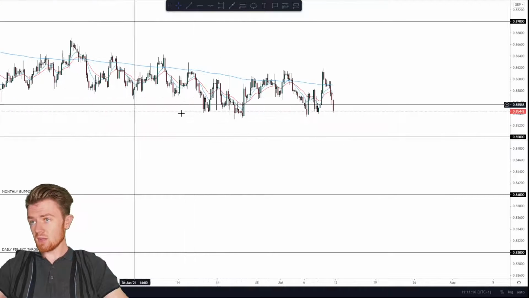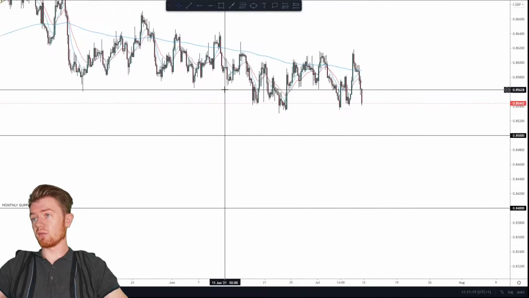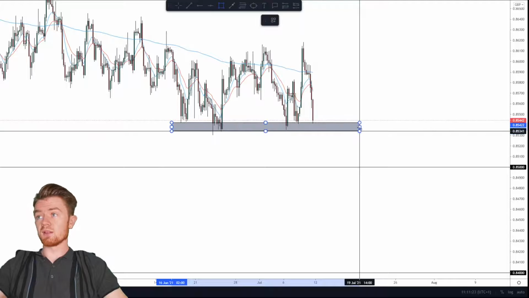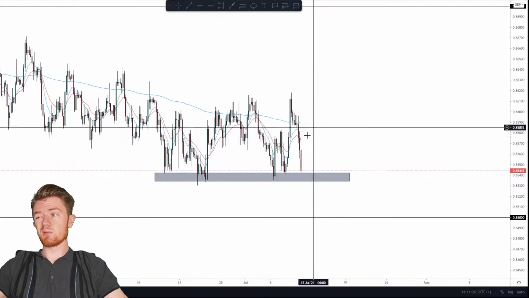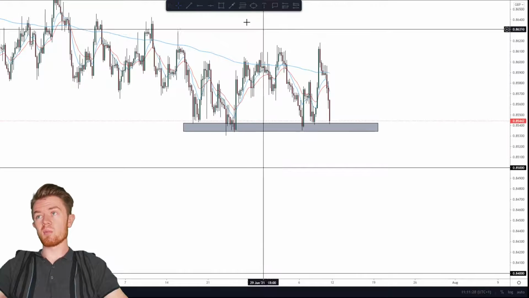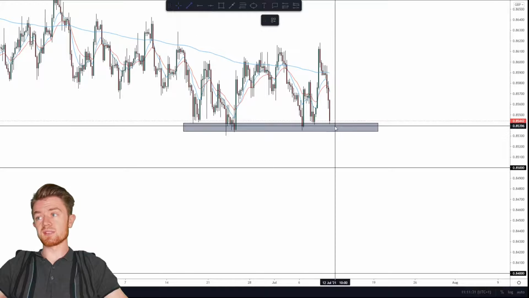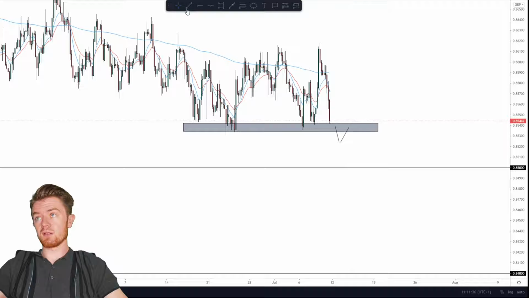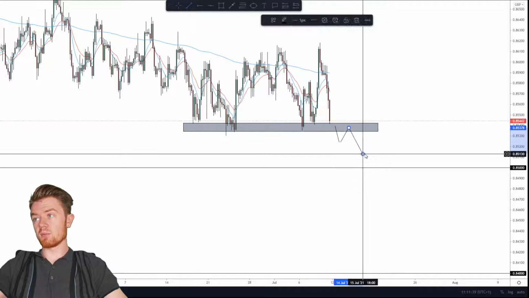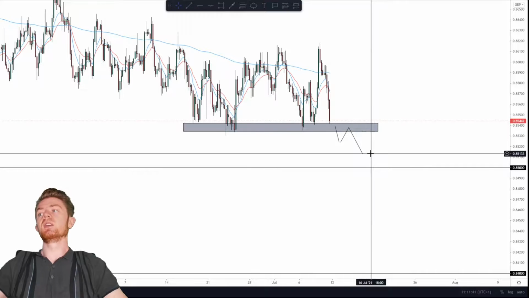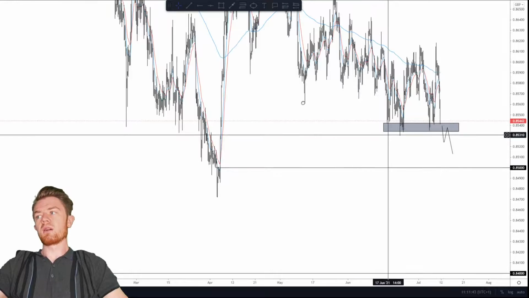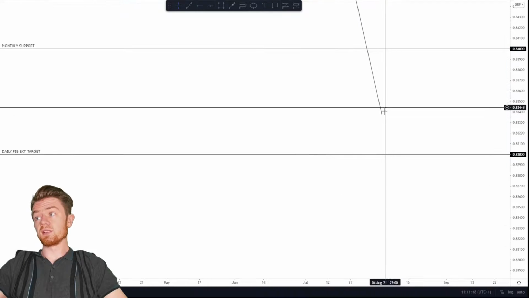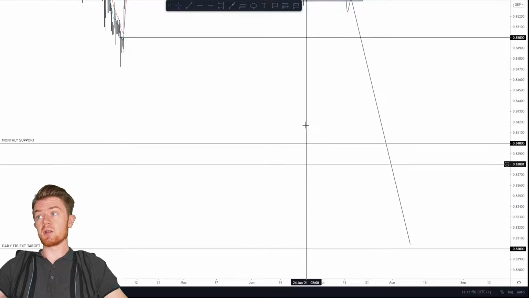But here there's this clear area of minor support on the 4 hour. If I just put a horizontal box here, a breakout below that, probably a retest and continuation. As long as you get a confirmation close, I think this is a great opportunity to potentially sell and short the euro pound all the way down to the monthly support and all the way down to the daily Fibonacci extension.